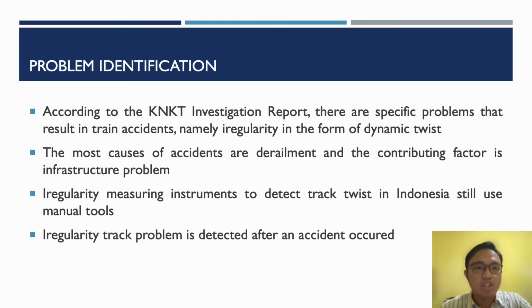Problem identification. According to the KNKT investigation report, there are specific problems that result in train accidents, namely irregularity in the form of dynamic twist. The most common cause of accidents is derailment, and the contributing factor is infrastructure problems. Irregularity measuring instruments to detect track twist in Indonesia still use manual tools, and then the irregularity track problem is detected after an accident occurred.